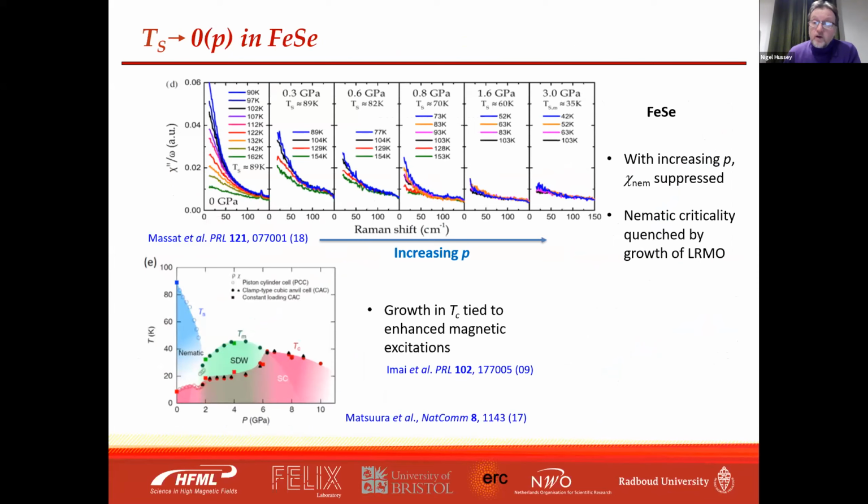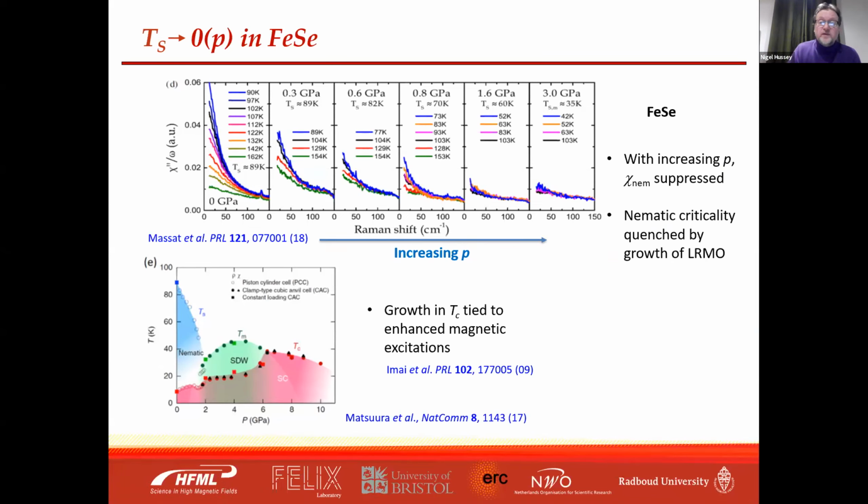But what happens? One of those is of course pressure, but interestingly, here I show effectively the nematic susceptibility measured by Raman spectroscopy. You see here at low frequencies, as you approach the onset of nematic order, a marked increase, almost a divergence, of the nematic susceptibility. But then as you increase pressure, that divergence gets systematically suppressed.